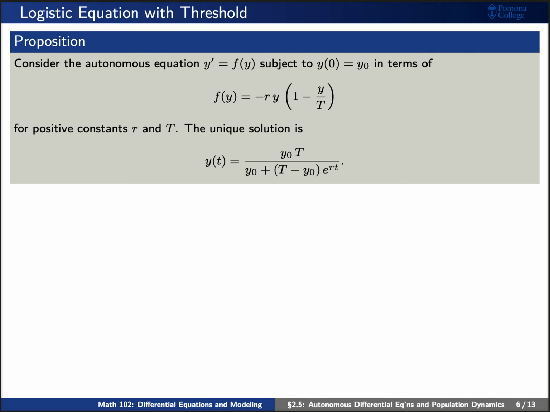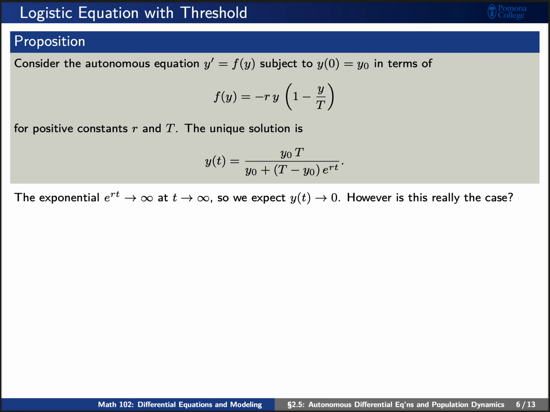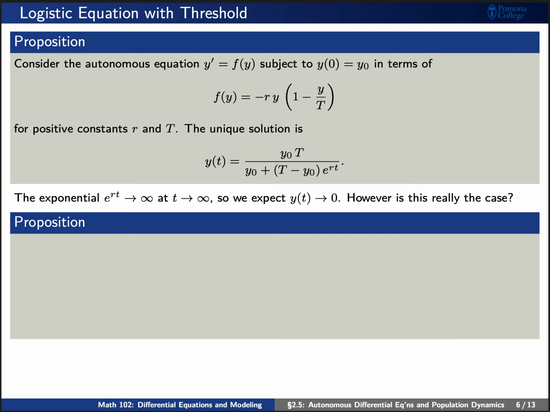We can work through to find our solution, just like before. Nothing really is going to change. But let's ask, what happens now as time increases without bound? Well, e to the rt should grow larger and larger as t grows, so we expect the solution y of t to go to 0. But I want to ask the question, is this really the case that our solutions all tend to 0?